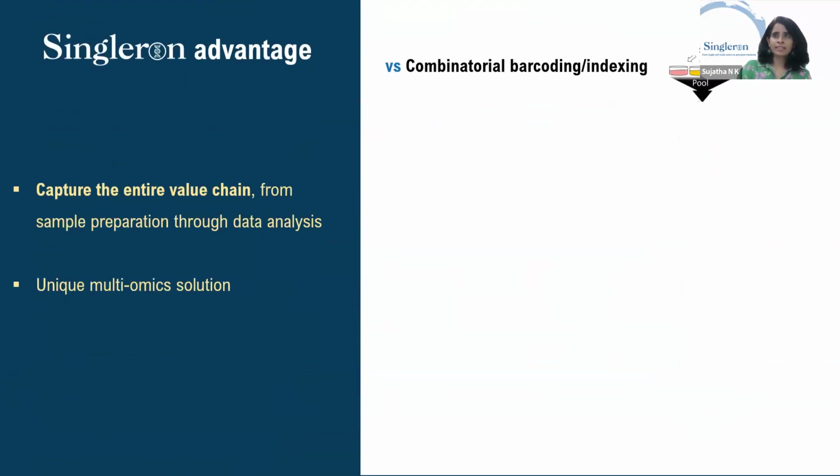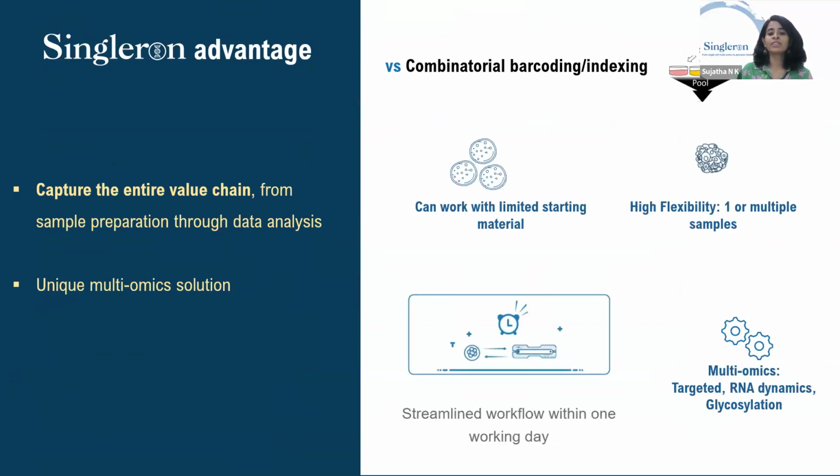The other technology that's popularly heard of is combinatorial barcoding, indexing, or the split-seq method. And so here are some advantages that we feel our technology has when compared to this. For us, you can actually start with limited starting materials. You don't need millions of cells to do the workflow. So the amount of starting material is not limiting with Singleron.